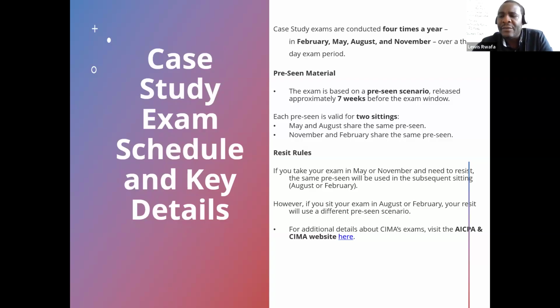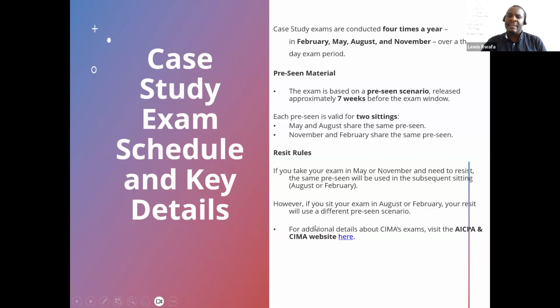Again, this is very important when planning your exams. I always say, try to write your first exam sitting with the first window of the pre-seen. Just for illustrative purposes, if you wrote in May and for some reason you don't pass, the same pre-seen material is in August. That means your preparation there is kind of revision, because you've done most of the hard work. So these are small little things that you might want to consider in your planning.